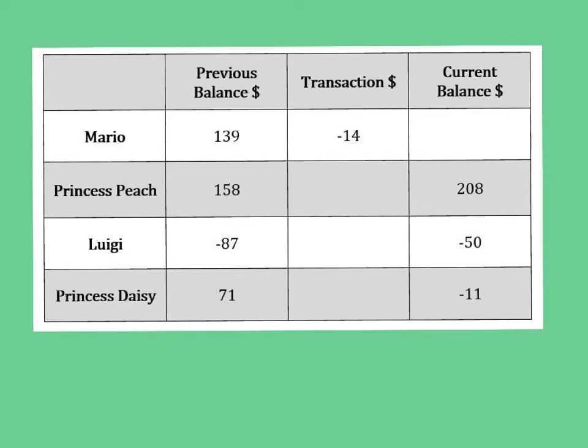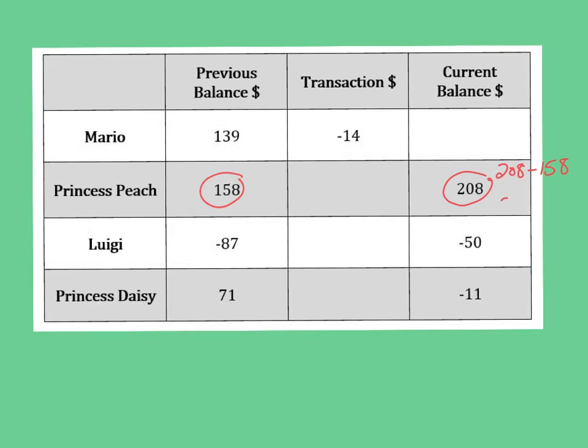The next one we're going to look at is Princess Peach. She had $158 in her account. We do not know how much she spent or added to her account, but she now has $208. So what we want to do is take our current balance, which is the 208, and subtract what she had in there originally. And that should tell us what happened in the middle. So we're going to take that 208 and subtract 158.